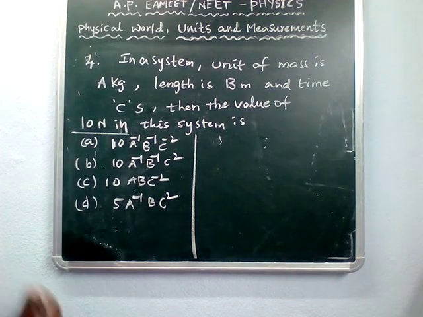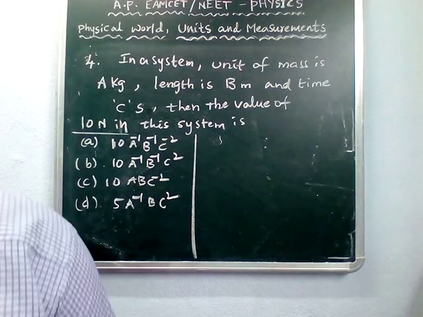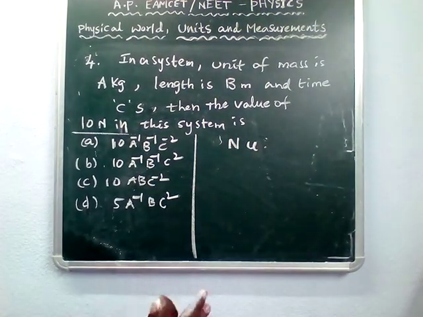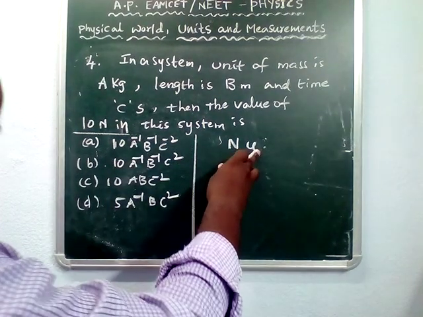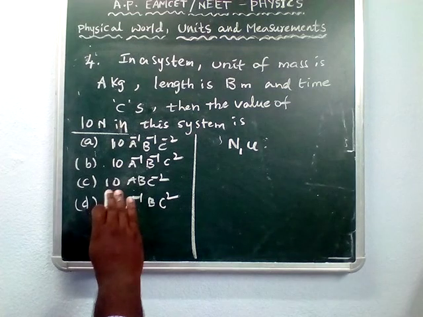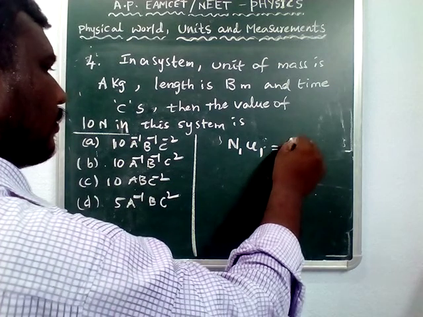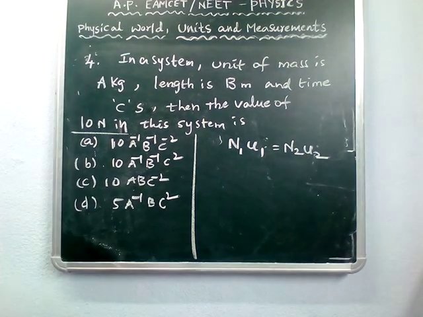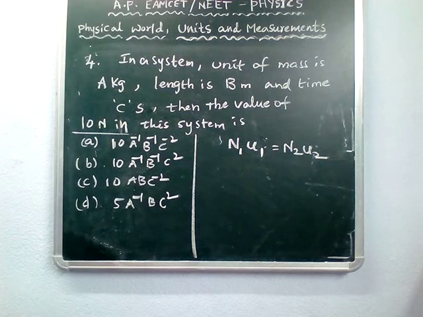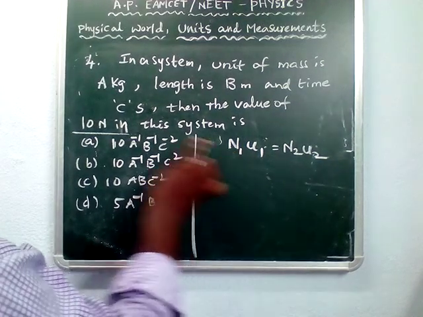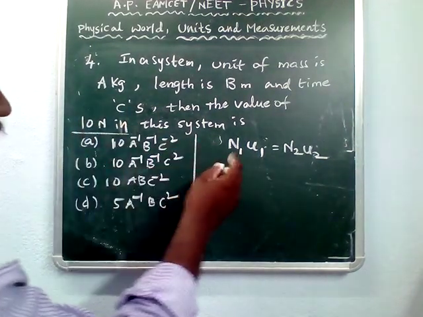Any value with a unit is represented as n u, where n is the numerical value and u is the unit. For one system the numerical value is n1 and the unit is u1, which is equal to another system's n2 u2, since those are the same values. In this way you can compare one system to another: n1 u1 equals n2 u2. Here n1 is the known system, that means 10 Newton.